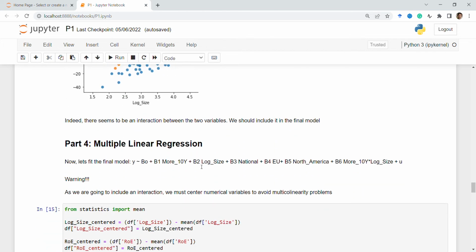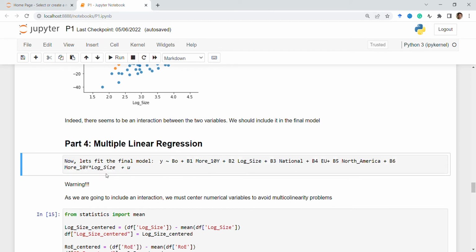And here we will construct that model. So in that model we will include 3 of the regions. We know that the fourth one we don't need to include because there is a linear dependence between the three regions and the fourth one. And then we will use the size and also the interaction between the size and the age.